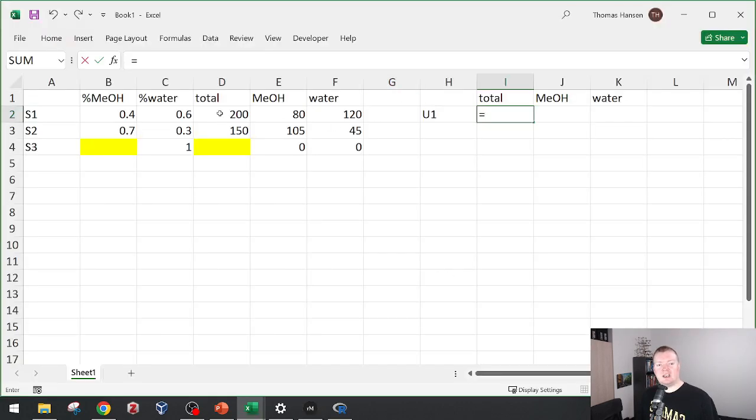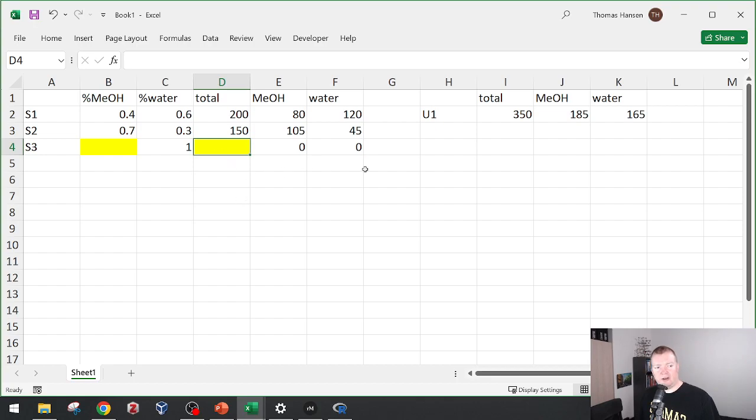So I'm going to say stream 1 plus stream 2, and then subtract the streams that exit. In this case, it's just stream 3. And that's my mass balance for the total mass in this system. I can just copy it to the right. As we move to the right, the balance for methanol uses the same streams, but the masses for methanol. So now I need to make sure that I can actually solve this.